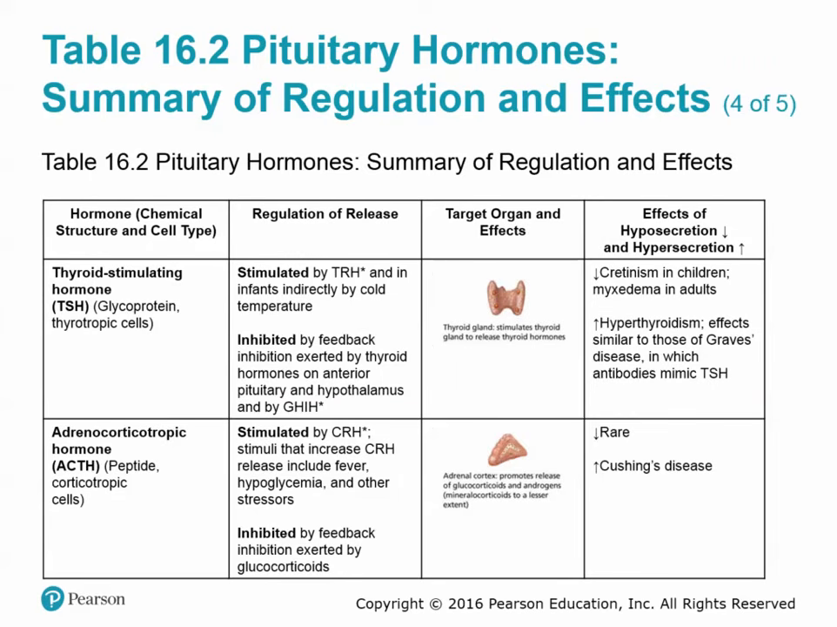Your thyroid stimulating hormone is stimulated by the thyrotropin releasing hormone from the hypothalamus, and it's going to target the thyroid gland to secrete thyroid hormone. Adrenocorticotropic hormone, ACTH, is stimulated by corticotropin releasing hormone, CRH, and it's going to stimulate the adrenal cortex to secrete the glucocorticoids, things like cortisol or stress hormones.